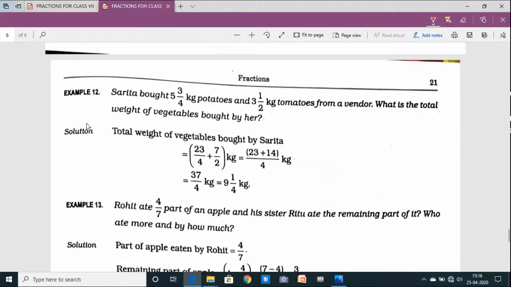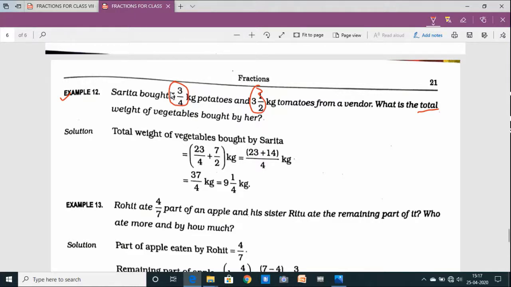In example number 12, Sarita bought 5 whole 3 by 4 kg potatoes and 3 whole 1 by 2 kg tomatoes from a vendor. What is the total weight of vegetables bought by her? This is a word problem and very simple, but students fail to understand what the question is saying. Here total means we have to add. So the total weight of vegetables bought by Sarita. The question is in mixed fractions, so make them improper fractions.